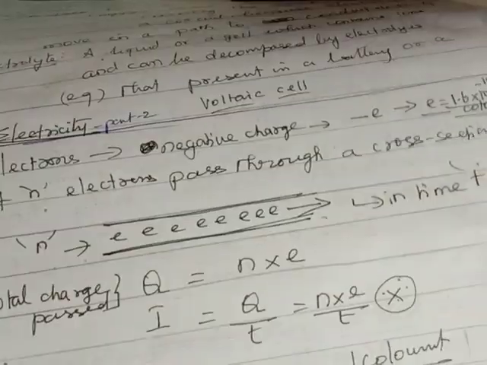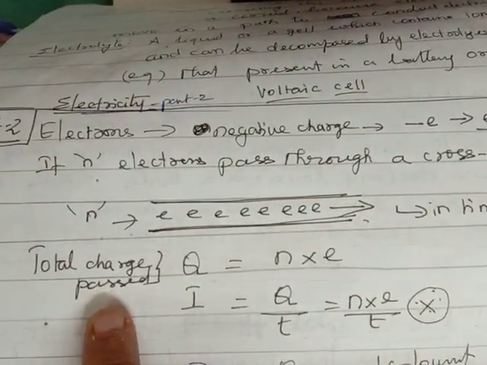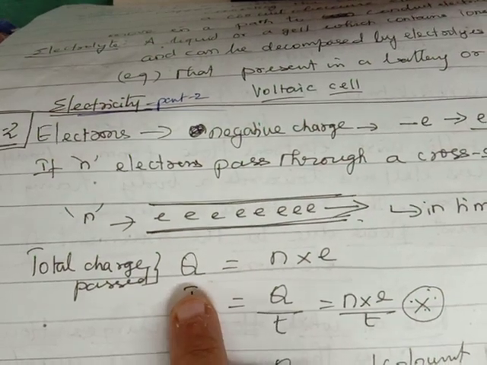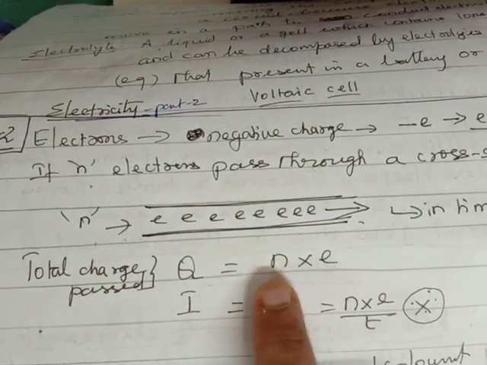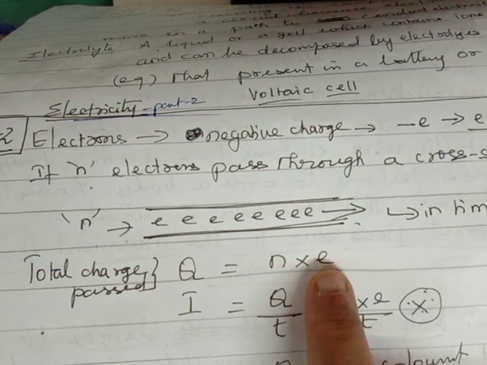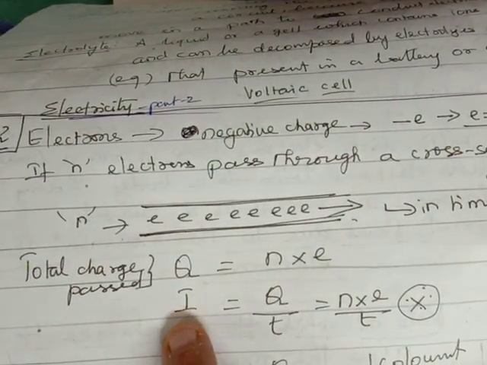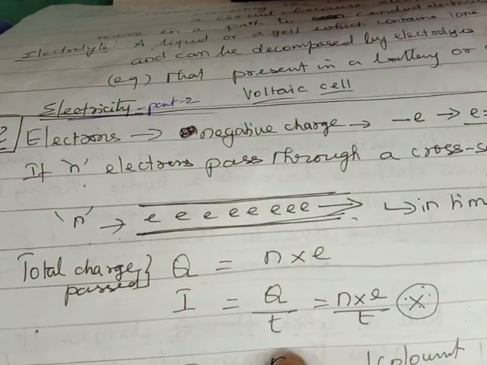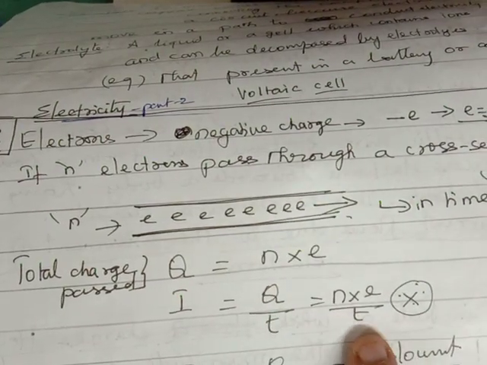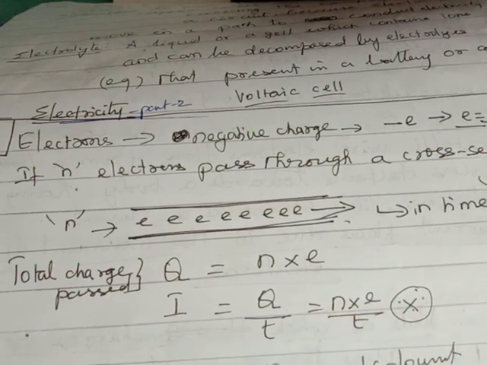So what will be the total charge? The total charge passed will be given by the formula Q is equal to n into e, because n is the number of electrons and e is the charge of the electron. So Q is equal to n into e. And you know the formula I is equal to Q by t. Instead of Q, you will substitute n into e. Okay, it's an important formula.